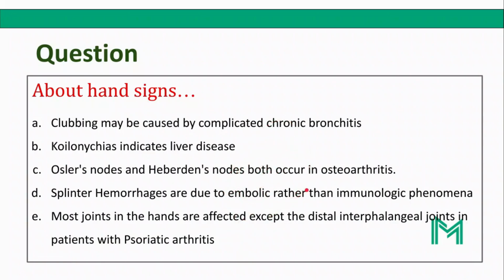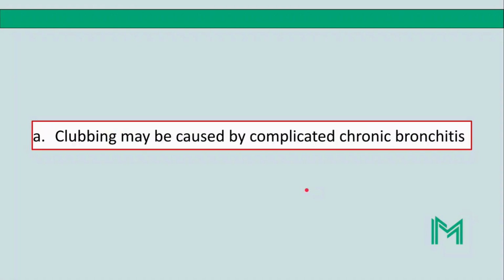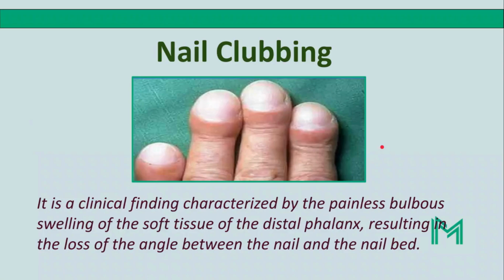So let's get into it and discuss each of these statements. The first statement states that clubbing may be caused by complicated chronic bronchitis. Is this true or not? Let's talk about nail clubbing. Nail clubbing is a clinical finding where you see a painless bulbous swelling of the soft tissue of the distal phalanx, and it results in the loss of the angle between the nail and the nail bed.